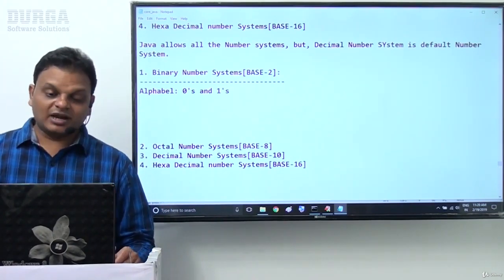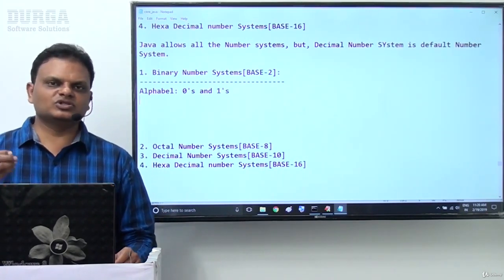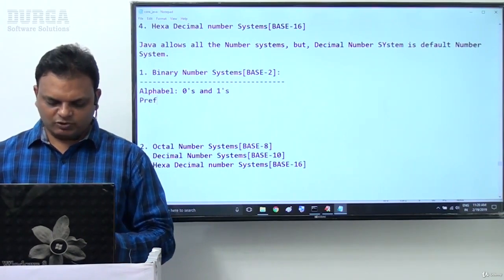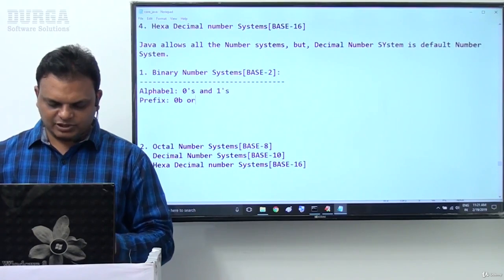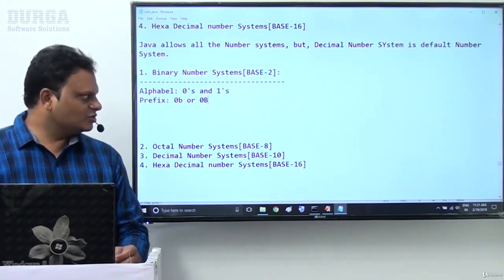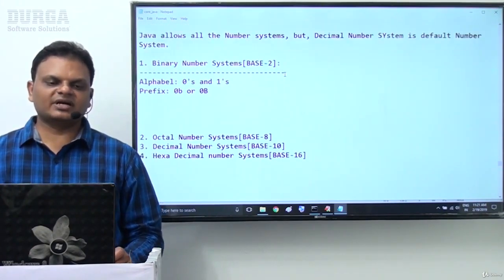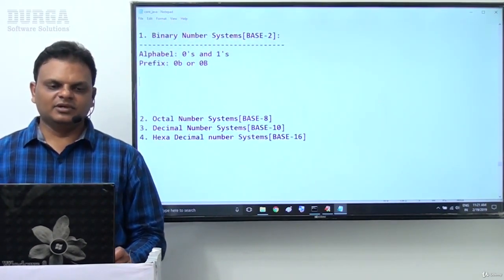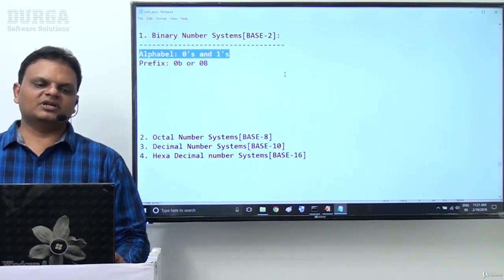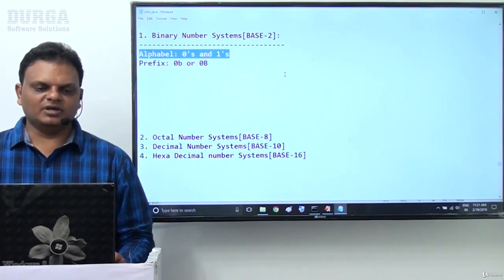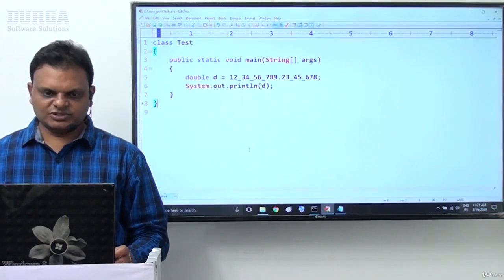Okay, good. But how are we going to represent this number as a binary number? We prepare the number by using zeros and ones, but we must provide the prefix either 0 small b or 0 capital B. Then only is that number recognized as a binary number. So the input alphabet must be zeros and ones, and the prefix must be either 0 small b or 0 capital B. Let's say for example, now I am going to take a simple example here.